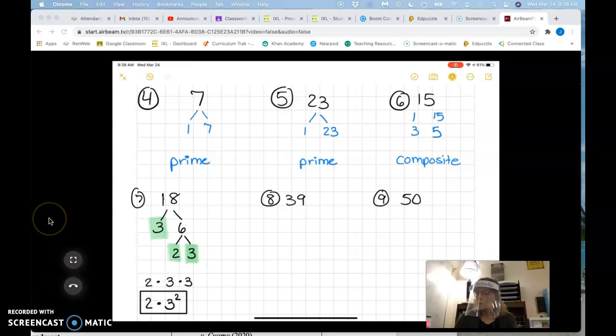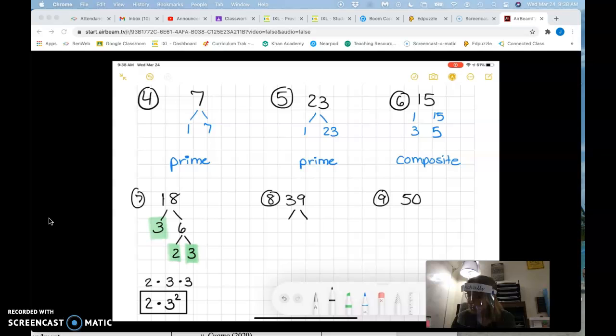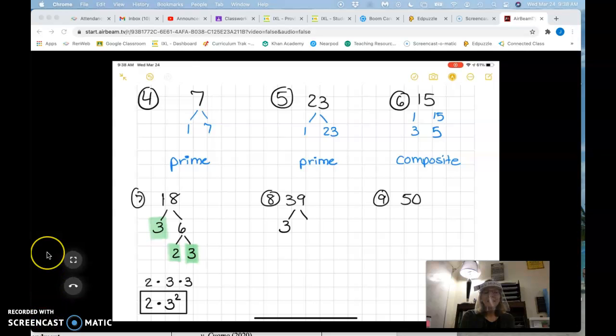How about 39? What can I multiply to get 39? Well, let's not use 1 when we're doing our prime factorization. We don't want to have 1 in there. So we're going to think of other things that equal 39. But I'm glad you brought that point up. That was really important. What else equals 39? 3 and something. 3 and what? 3 times what equals 39? 13. Good.